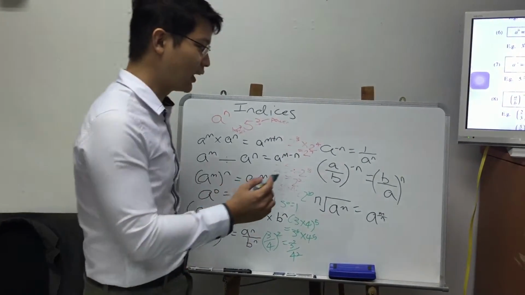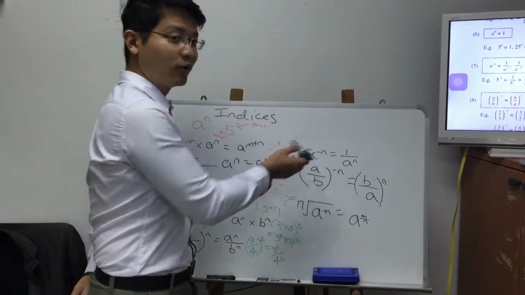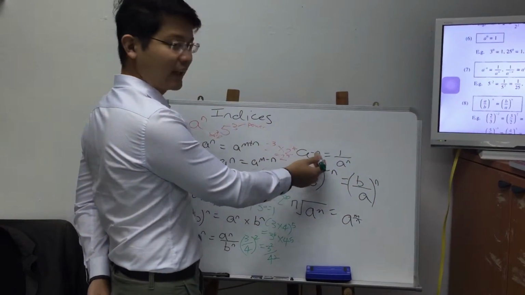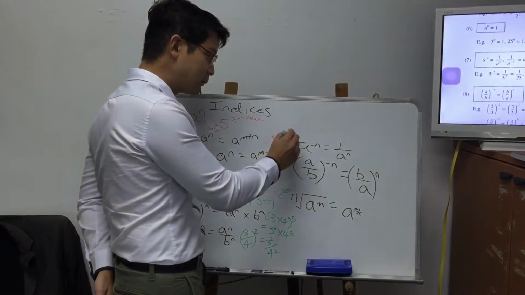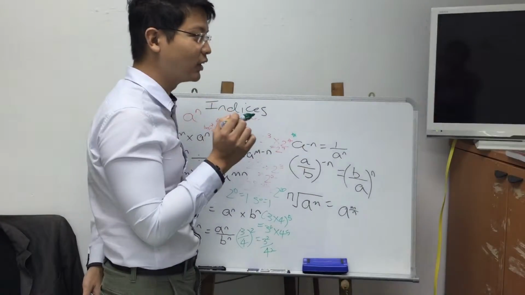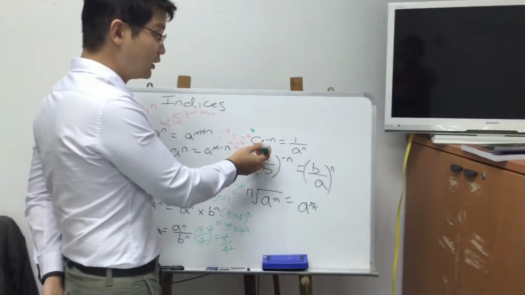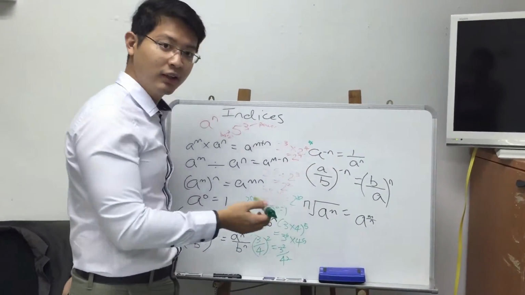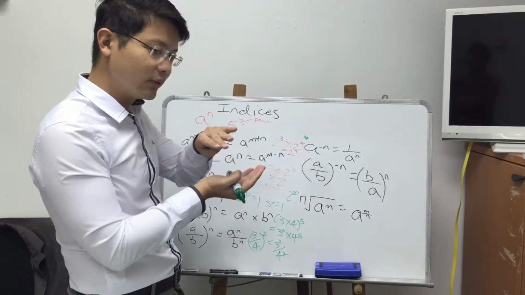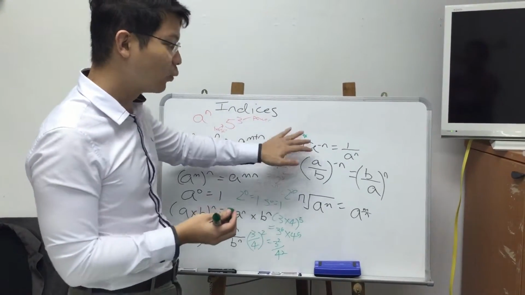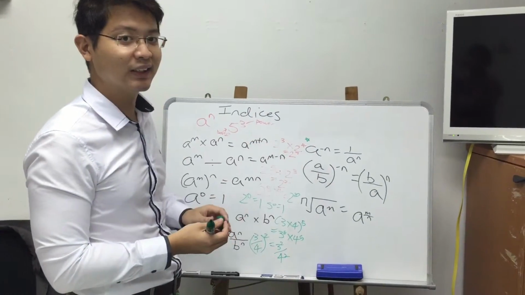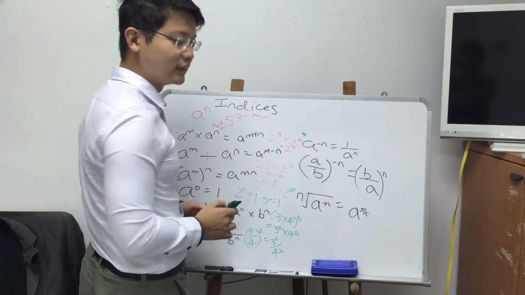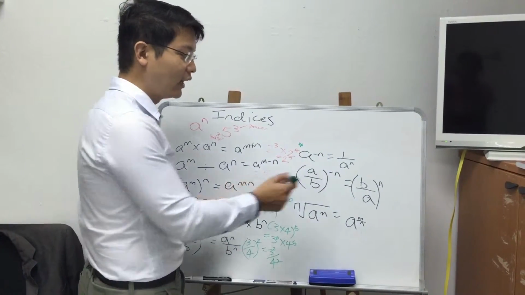What happens if you encounter negative powers, like a to power minus n? Pay special attention to this because a lot of people forget this. a to power minus n, whenever you have a negative power, is an indication that you inverse, meaning take 1 and divide the whole thing. So a to power minus n is equal to 1 over a to power n.